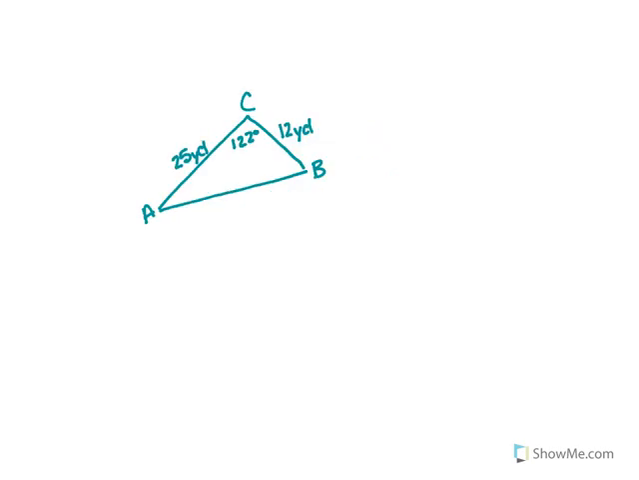Okay, this is your next example. I'm going to label this as C and A and B, which should help you out a little bit. I'm also going to write the law of cosines down for you. C squared equals A squared plus B squared minus 2AB times the cosine of C. Go ahead and pause this and try it on your own.